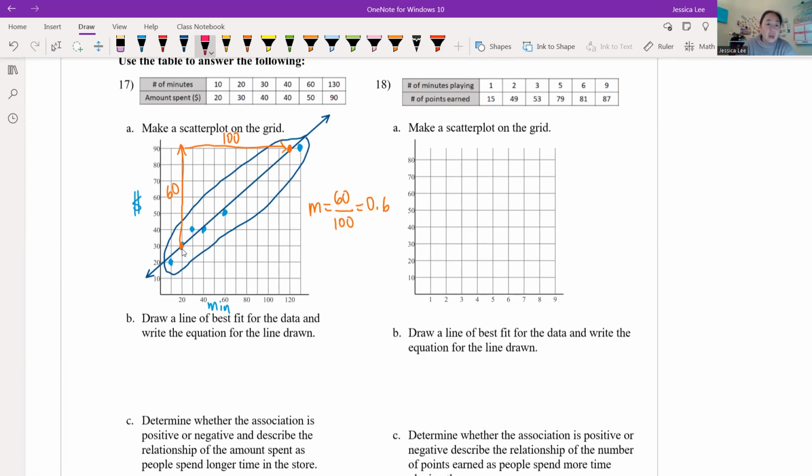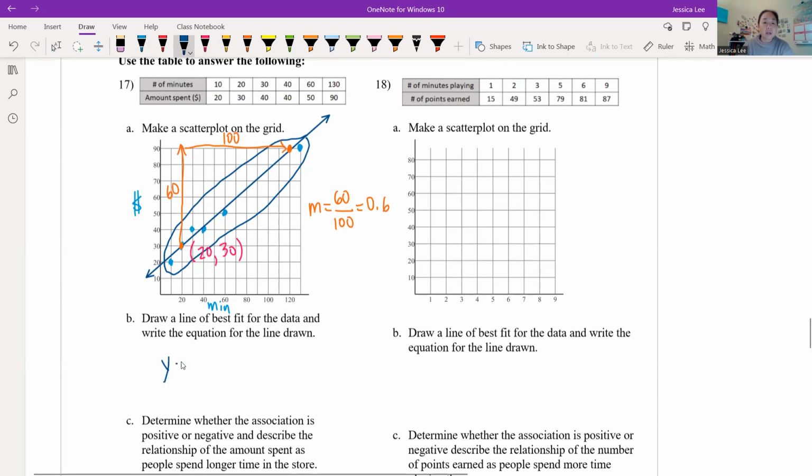So I'm going to stick with this one. So this is going to be 20 and my y is 30, 20, 30. So now I'm going to write the equation down. Here we go.